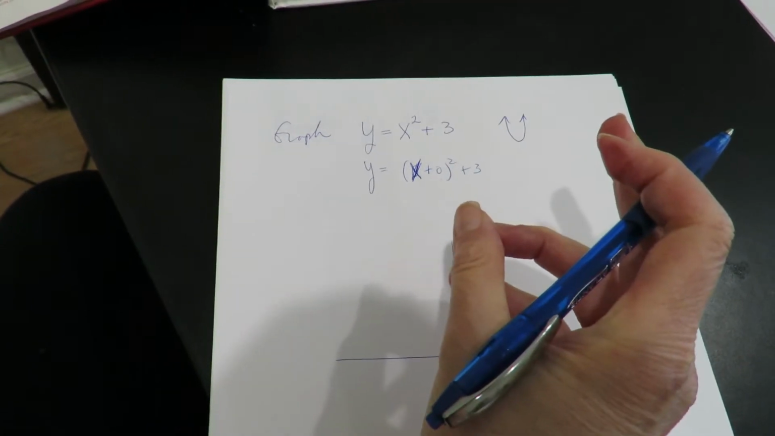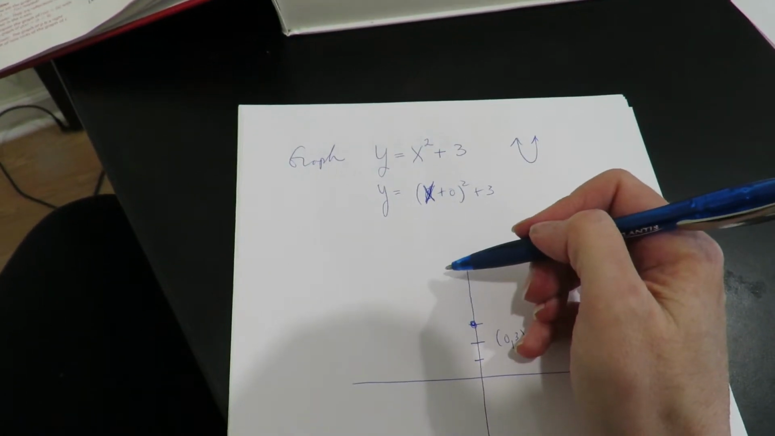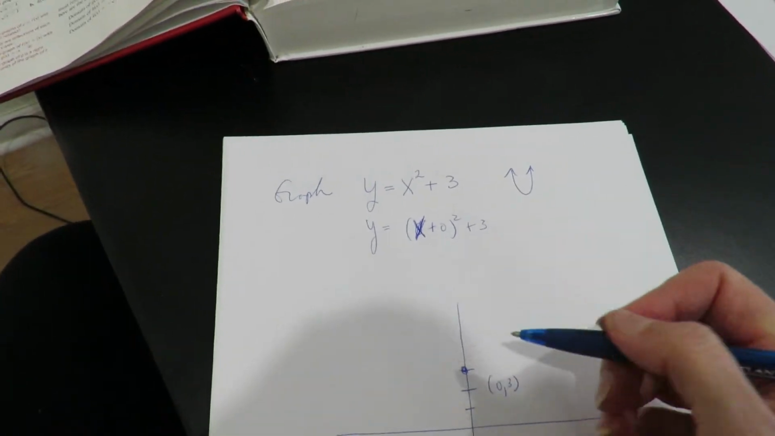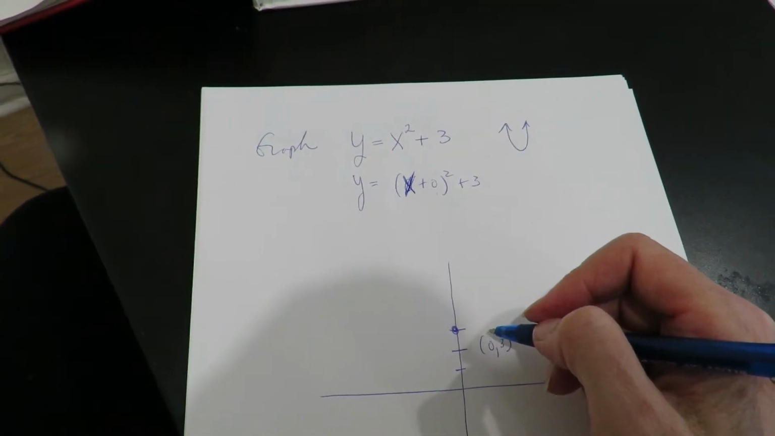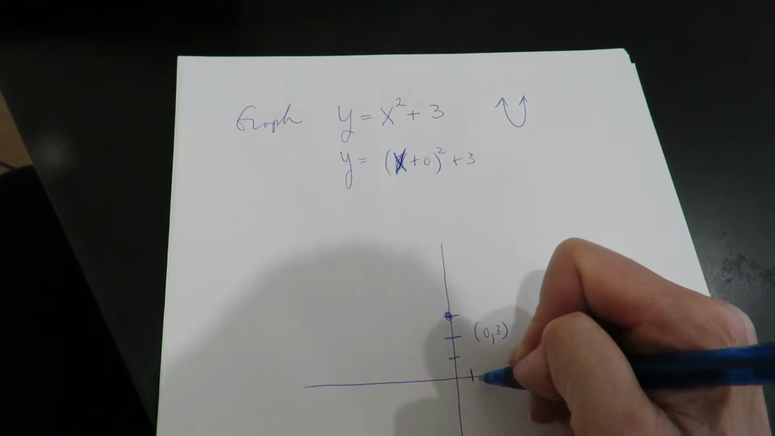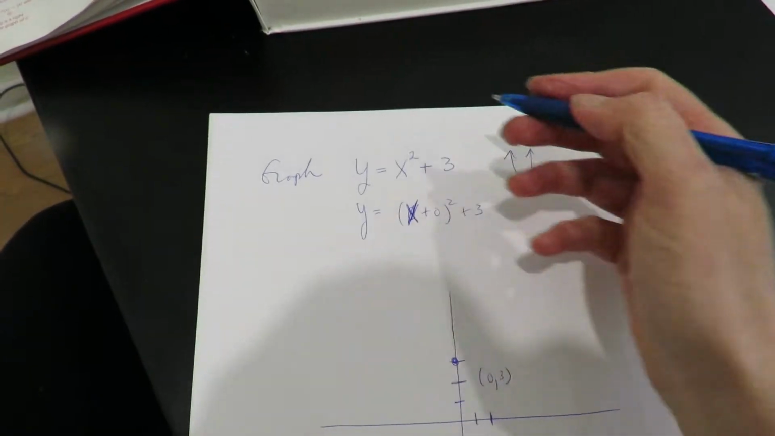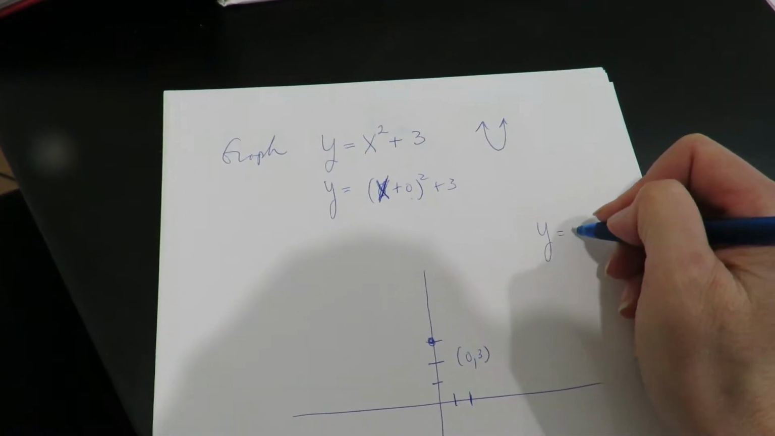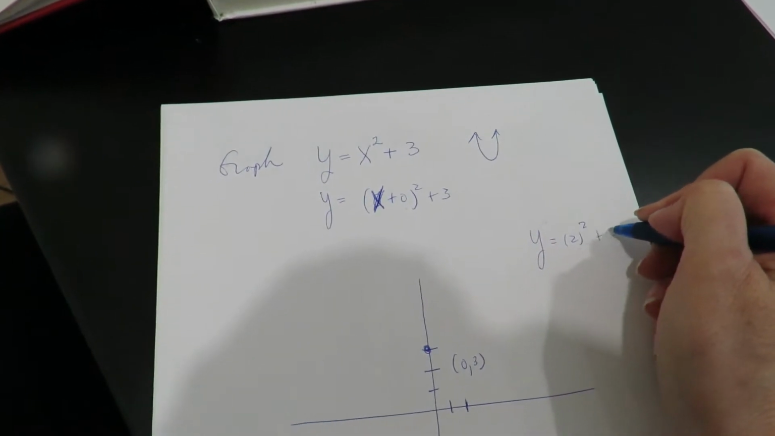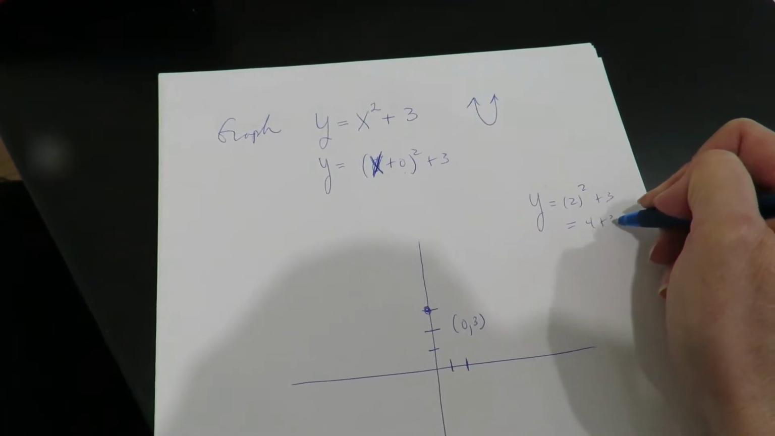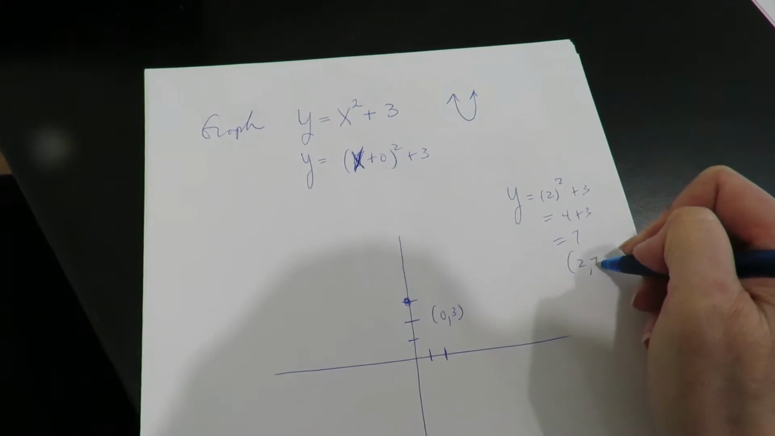And then you just want to scale it. You don't want to guess. You don't want to just be like, oh, it's here. You want to scale this. So maybe plug in a 2 for x. If you plug in a 2 for x, you're going to get out 7.